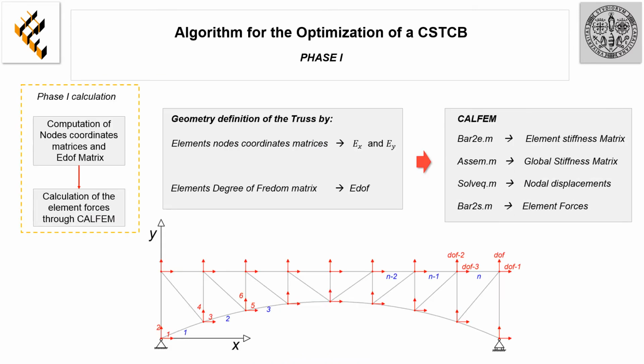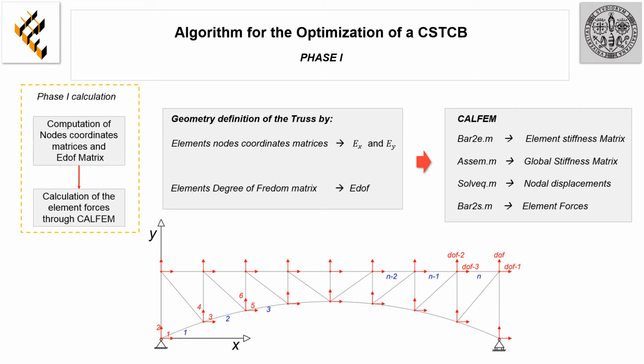This slide shows some details on the calculation of phase 1 when we have only the steel truss. A finite element approach is adopted, and for this purpose CalFEM is used. CalFEM is a MATLAB toolbox for finite element applications. As reported on the right side of the slide, it consists of a series of functions, M-files, each able to perform a specific operation, like the calculation of the element stiffness matrix and the global stiffness matrix, the computation of the nodal displacements, and finally the calculation of the element forces.